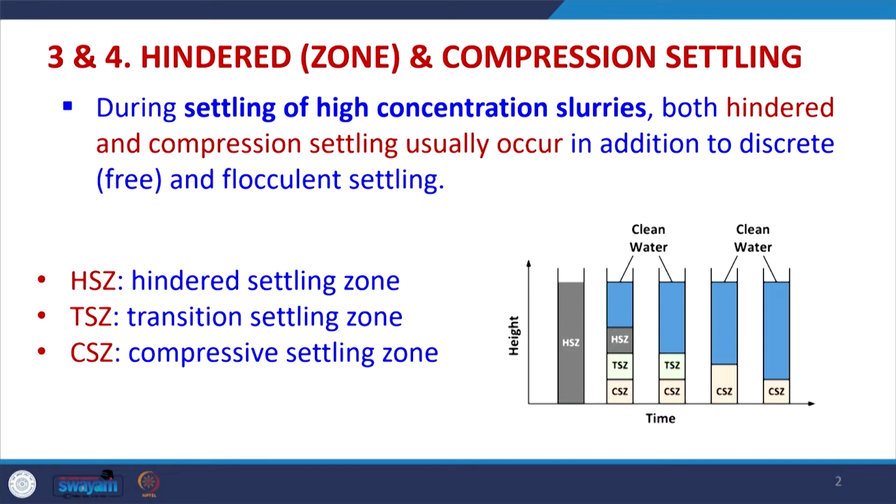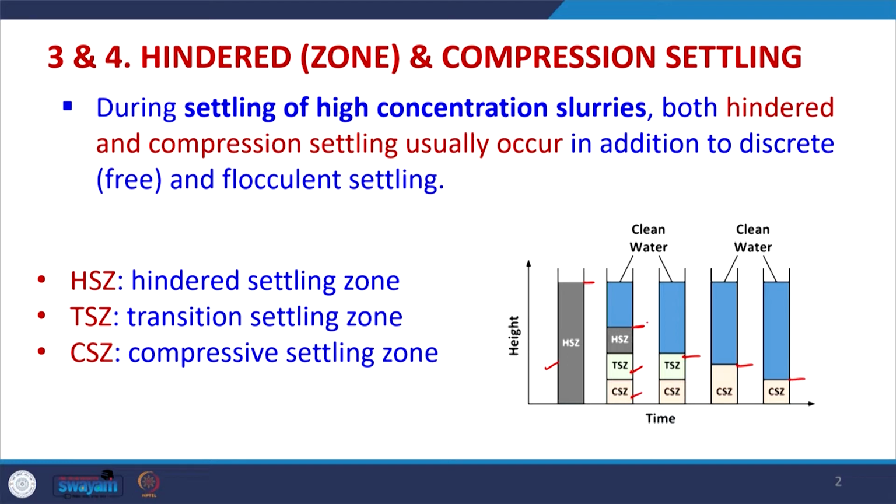Within the high concentration slurries, when the settling is happening, there are different zones which are possible. We have studied these zones in detail in the previous class, so I will just give an introduction: we have a hindered settling zone, a transition settling zone, and a compression settling zone. What we do is perform a test and measure the height where there is a clear zone and where the solids are present.